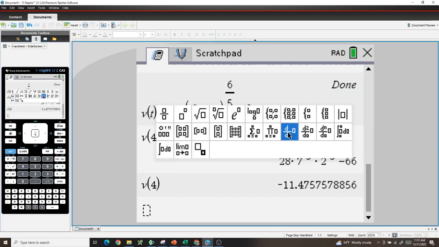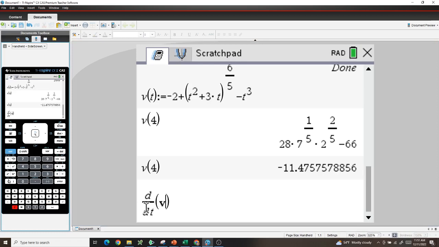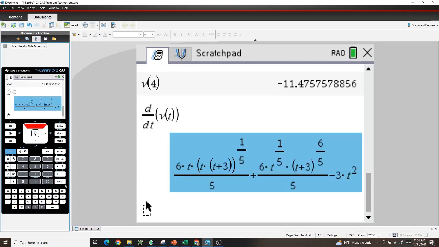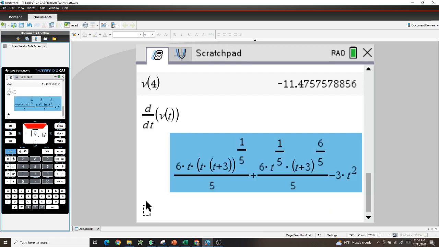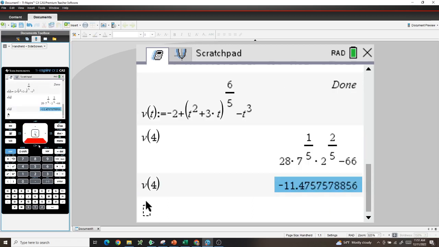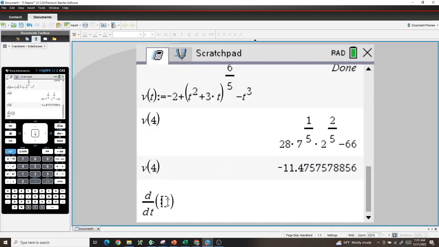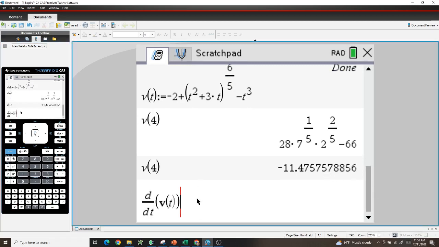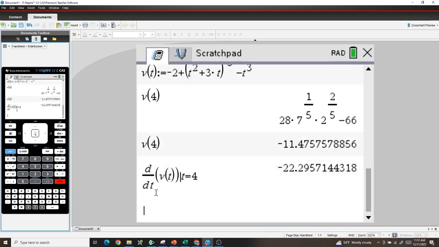So we can do the derivative with respect to time t of V of t. This will give us A of t. Right? And so then I can do this at time 4. It probably would have been easier to just do the derivative with respect to time t of V of t. Not V of 4, because if you do V of 4, you're taking the derivative of negative 11. That would be nothing. And then outside the parentheses at time 4, negative 22. So they're both negative.